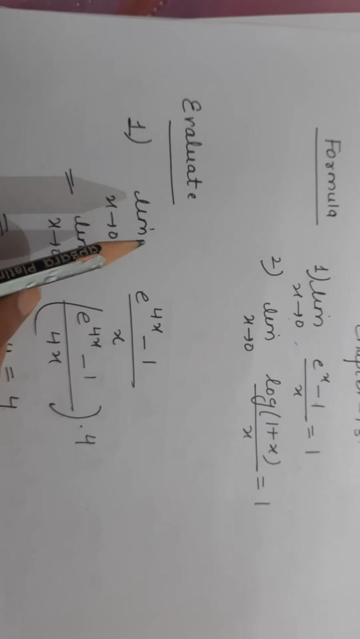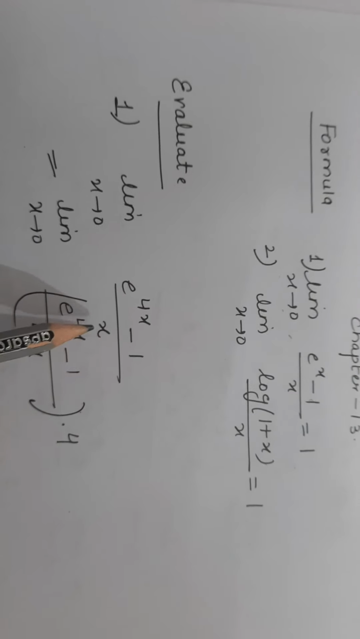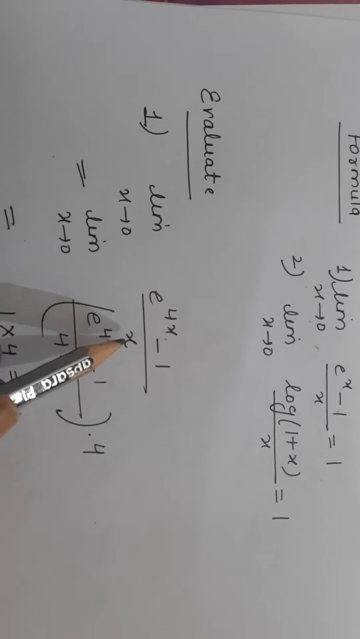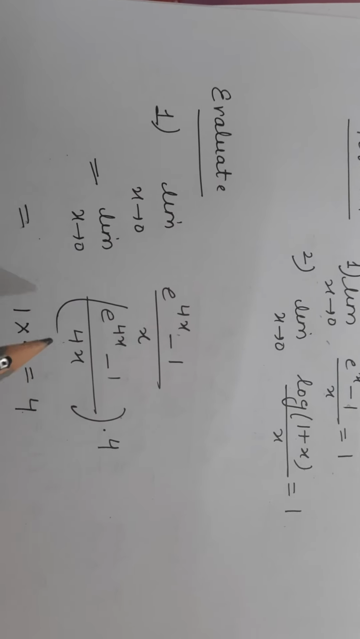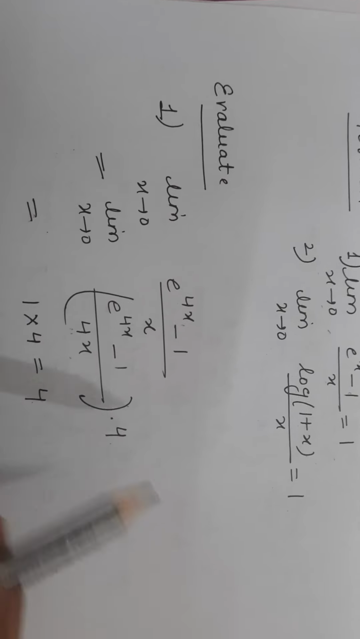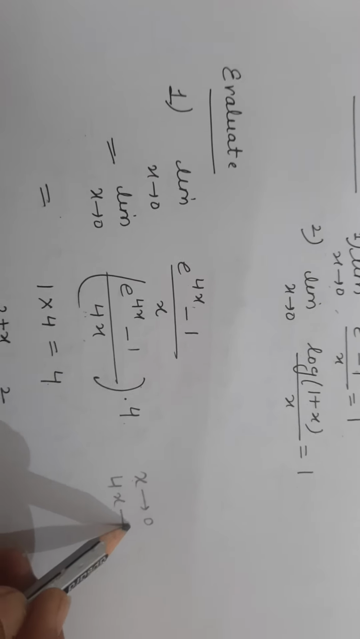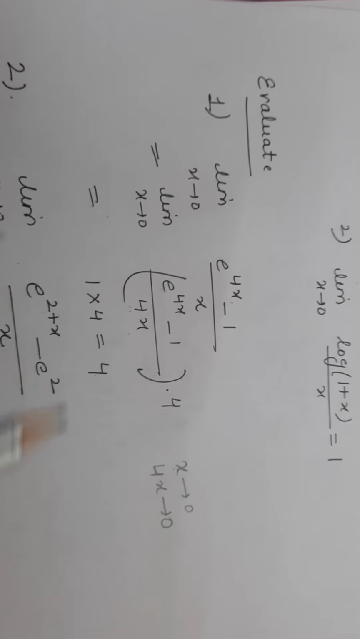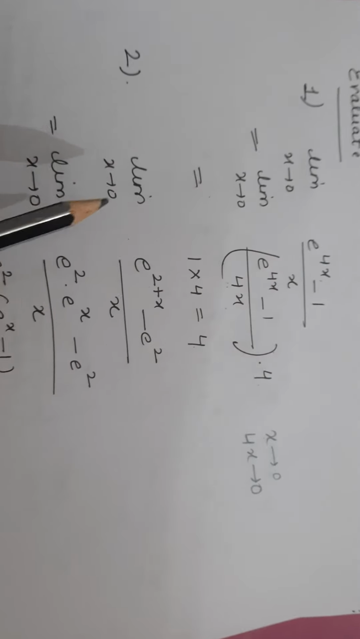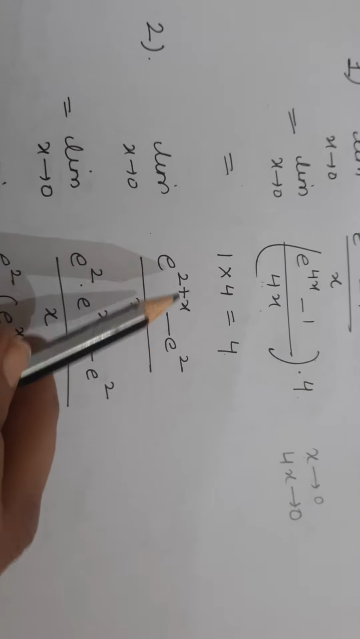The first question: evaluate limit x tending to 0, (e^(4x) - 1)/x. Here you have 1. Now, this is 4x, so you need to multiply and divide by 4. This is 4x, here I have divided by 4, so multiply by 4. Now, as x tends to 0, 4x will also tend to 0. So this is 1 into 4. Your answer is 4.